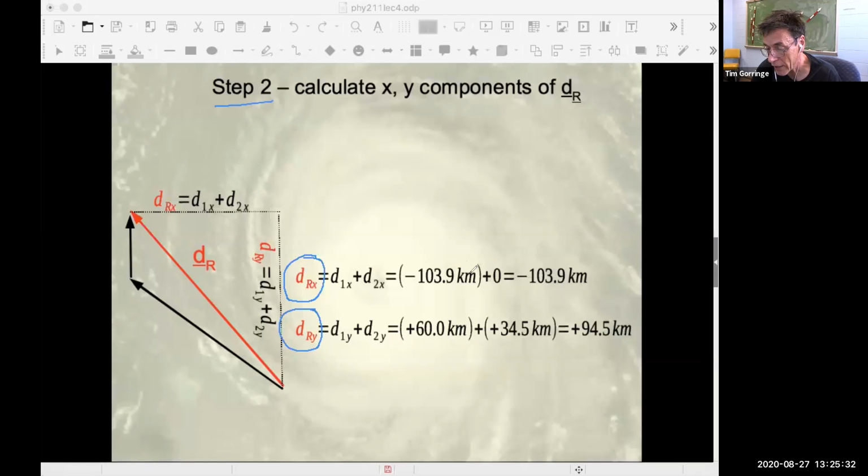Now we're in x and y component language. For the x component of the resulting vector, I'm going to add the x component of the first vector, which is minus 104 kilometers, to the x component of the second vector, which is 0. So I get minus 104 kilometers for the x component of the resulting vector. For the y component, I add together the two y components. It's 60 kilometers for the first vector and 34.5 kilometers for the second vector. That makes 94 kilometers. And so these are the two components of the resulting vector.